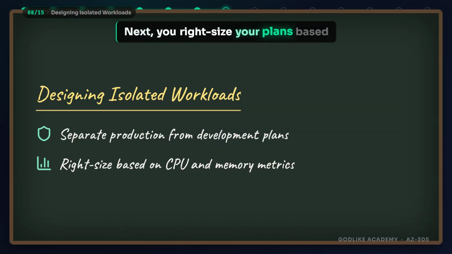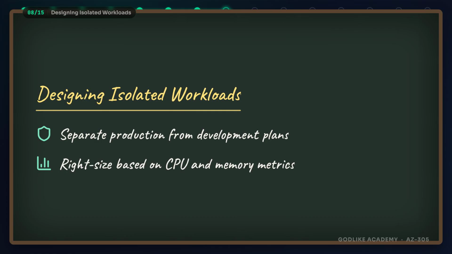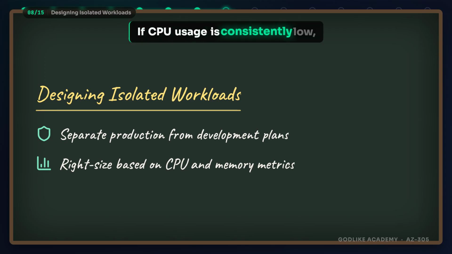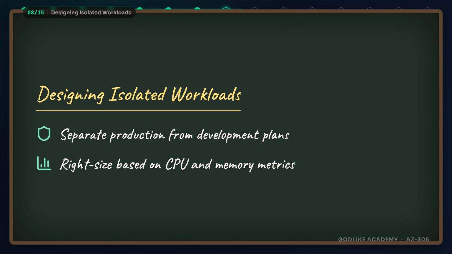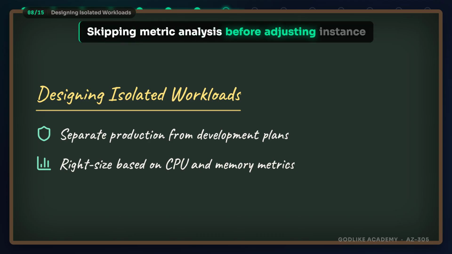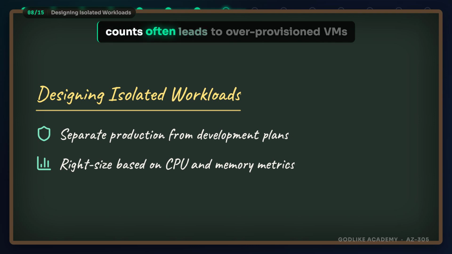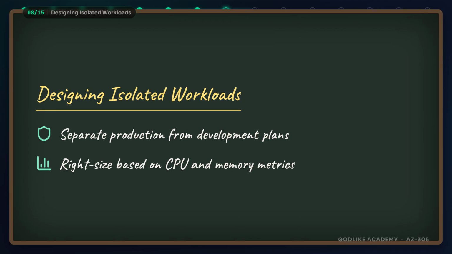Next, you right-size your plans based on metrics. You start with a modest tier and use monitoring data to guide scaling decisions. If CPU usage is consistently low, you can scale down to save costs. If memory hits high thresholds, you scale up or out to maintain performance. Skipping metric analysis before adjusting instance counts often leads to overprovisioned VMs that waste budget or underprovisioned cores that trigger application crashes during sudden traffic surges.